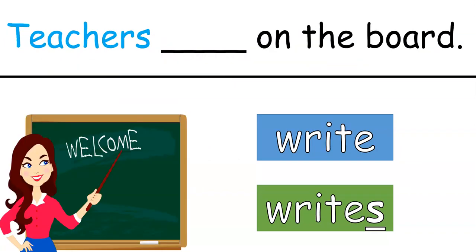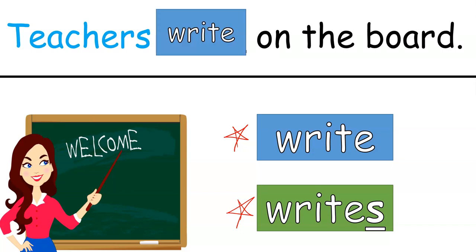Next question. Teachers blank on the board. Teachers write or teachers writes on the board. Which answer is correct? The correct answer is write. Look at the subject, teachers. There's an S at the end. That means it's more than one. It's plural. If the S is in the subject, then the verb can't get an S. There's no S at the end of write.